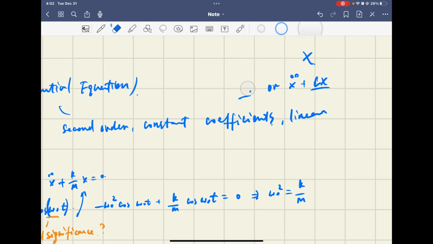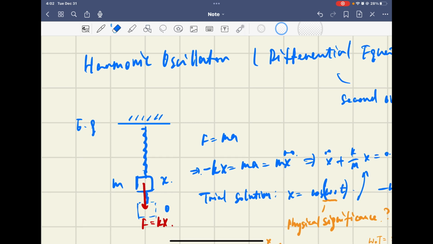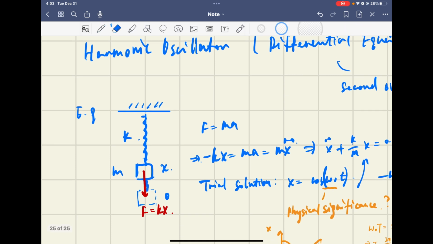So let's consider a very simple situation. Here's the diagram I drew, and it's a block with mass m hanging from the ceiling by a spring with spring constant k. When the block is at rest, we have a vertical coordinate system. We call it x.